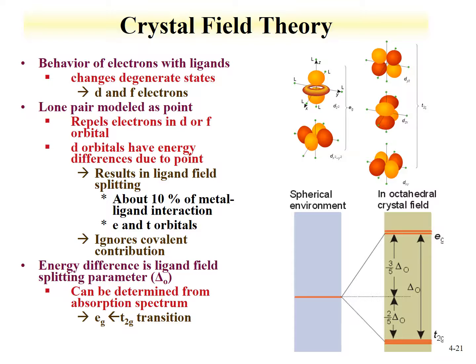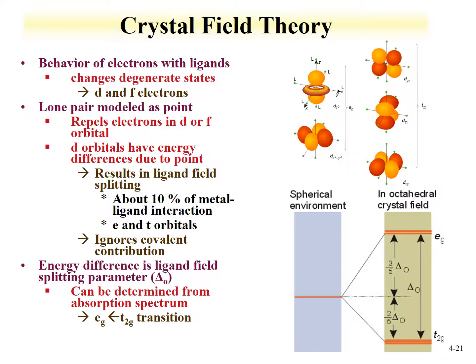The crystal field theory is particularly useful to describe changes in the degenerate states of metal ligand complexes, and these changes stem from interactions of the d and f electrons. Within the crystal field theory, the lone pairs of these d or f electrons are modeled as points. So electrons can be repelled in these orbitals, and that winds up splitting those fields. For instance, d orbitals have energy differences due to the lone pair being modeled as a point.